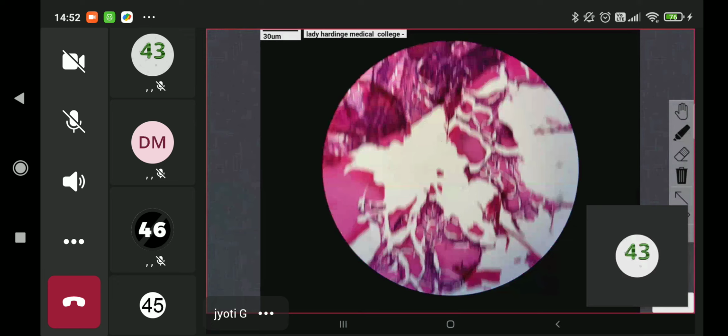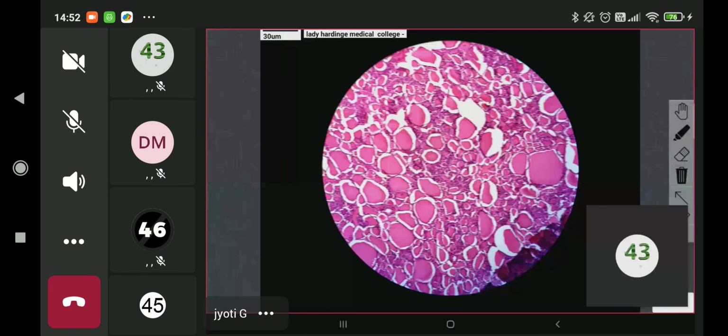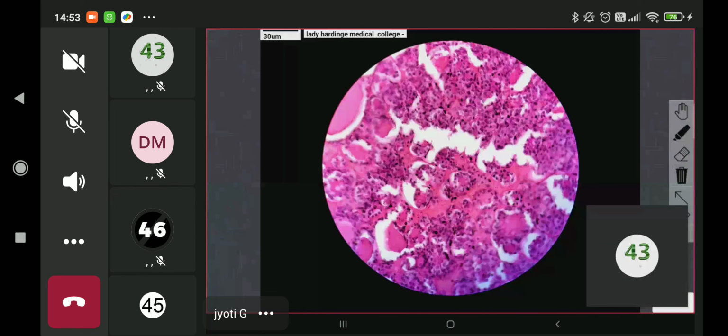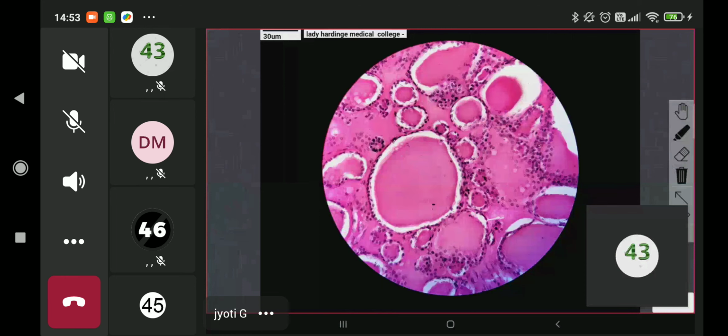So this is a slide of thyroid and you see that there are follicles of varying sizes. Can you see? Follicles of varying sizes. Many are cystically dilated and they are all colloid filled. I'll go to higher power and you can see the follicles are lined by follicular epithelial cells which are cuboidal to flattened. Can you all appreciate the follicles and the follicular epithelial cells? Yes or no? Yes, ma'am.